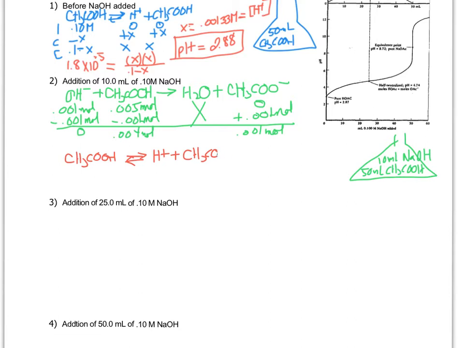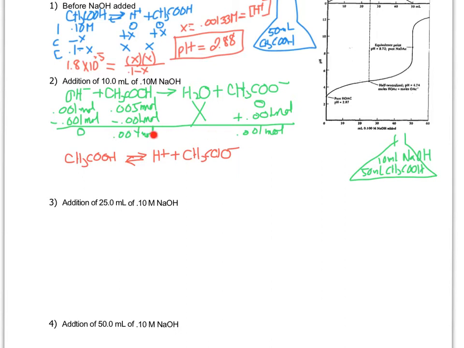There we go. CH3COO minus. So I have some of this, and I have some of this. I do an ICE chart and figure out what my X is, right? Or what's the other option? A little bit easier is the Henderson-Hasselbalch. So we'll use the Henderson-Hasselbalch just to save us some time, but either one is acceptable.